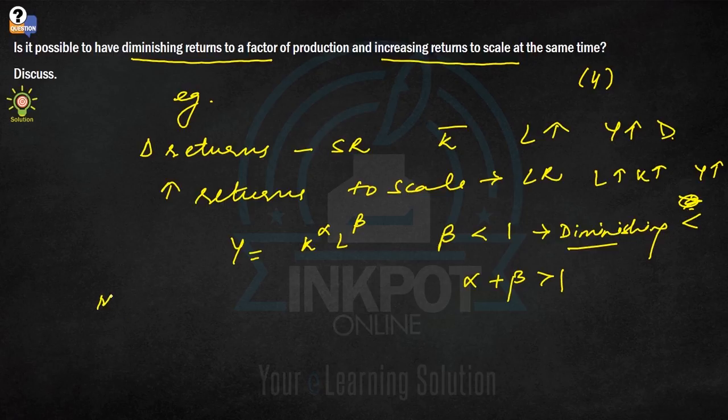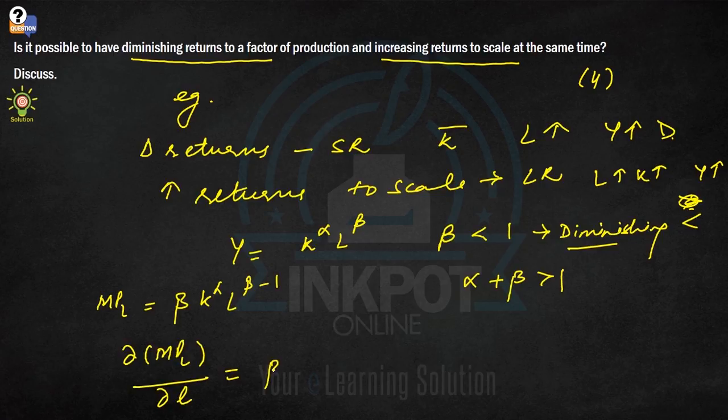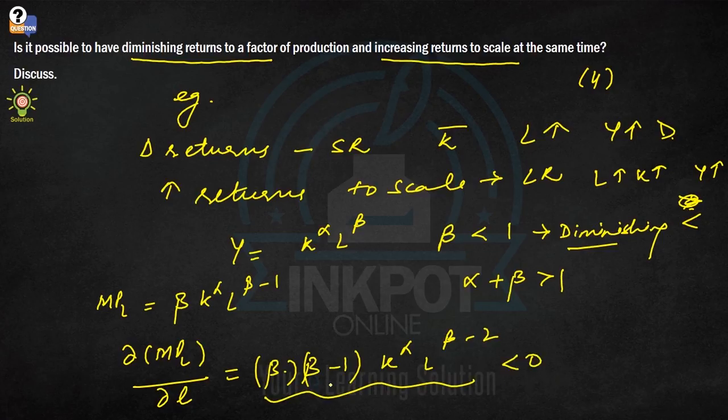How do you know? You find MPL. What will MPL be? Beta K^alpha L^(beta minus 1). Now you have to prove this to be diminishing. You do del MPL upon del L, which is beta into (beta minus 1) into K raised to power alpha L raised to power (beta minus 2). Now you have to prove this to be less than 0. For this to be less than 0, the moment you say beta is less than 1, this becomes a negative value, the minus sign comes, it automatically becomes negative.